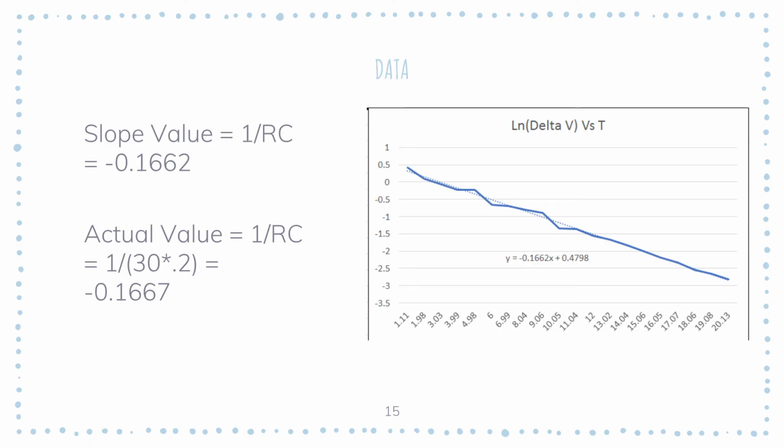We next look at the time dependence of voltage across a discharging capacitor by looking at the change in voltage over 20 seconds, taking the natural log of this, and plotting the results against time to find a graph with slope -1 over RC, with RC being the time constant of the graph. As you can see, the -1 over RC value was -0.1662, which is quite close to the actual value of -0.1667.